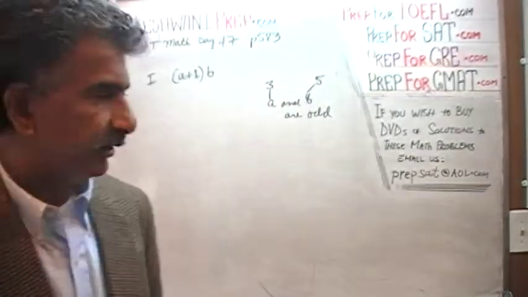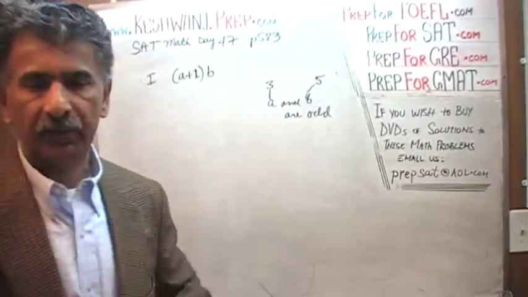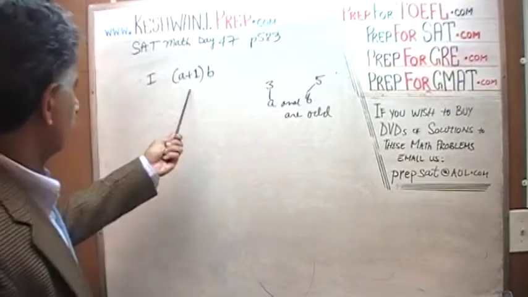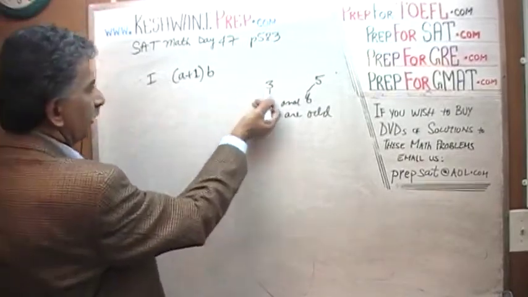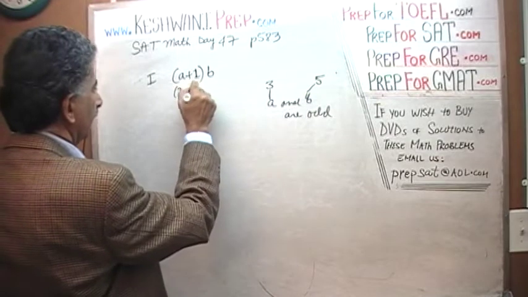What I'm trying to make you understand is that they don't have to be consecutive odd integers. I just put them in because it's easy. So let's see what this tells us. So A plus 1 would be 4. 3 plus 1 is 4.